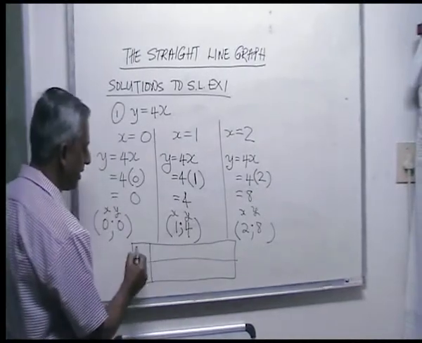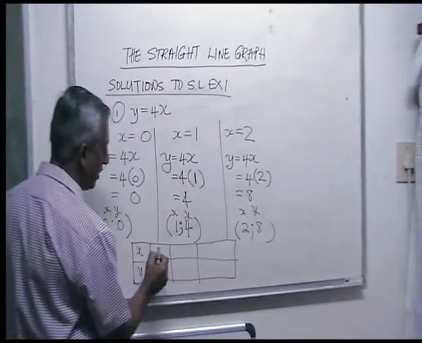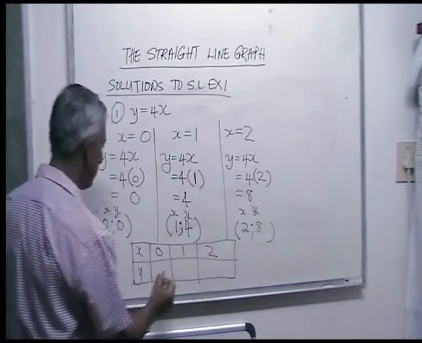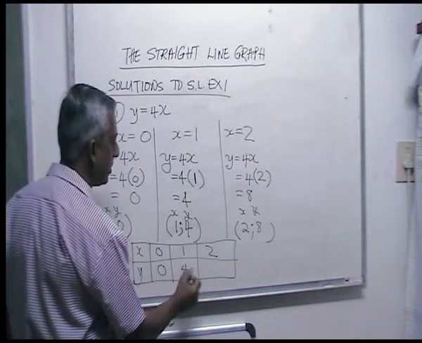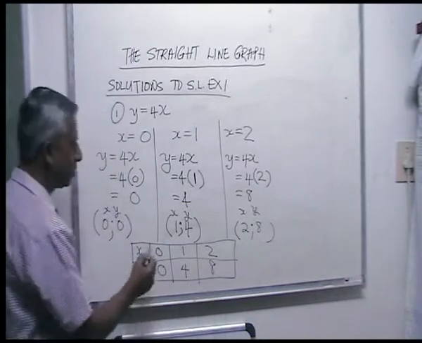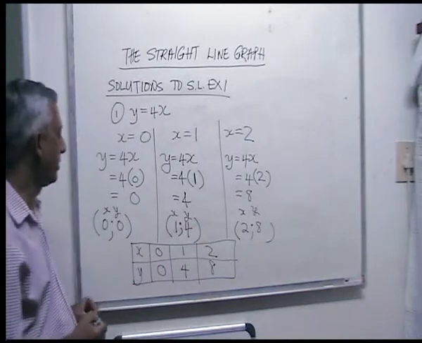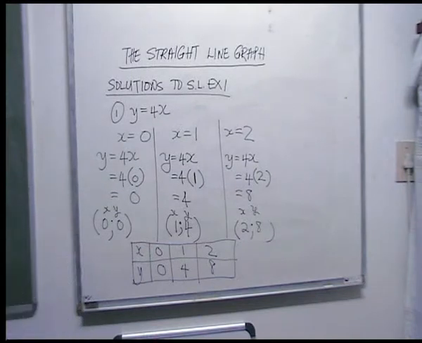I didn't ask you to do that, but if you want to do it, you had 0, 1, 2, and your answers were 0, 4, and 8. So that's your answer in a table form. But that's your answer in ordered pairs.